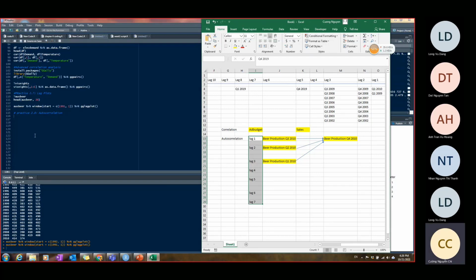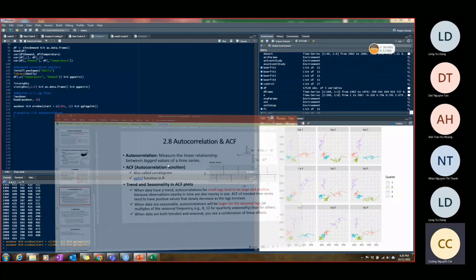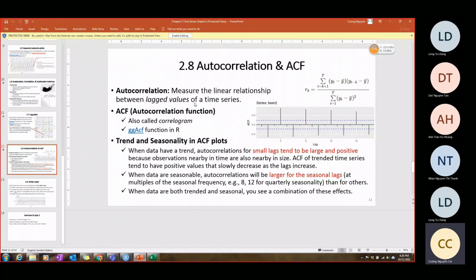Okay, now let's talk about autocorrelation and how we're going to check it. Autocorrelation measures the linear relationship between the last values and the current values in the time series. If we generate an ACF, meaning autocorrelation function chart, sometimes called a correlogram, we use the ggACF function. That's a very easy function in R. I also put the link over here, so if you copy it into the website, it's very easy.